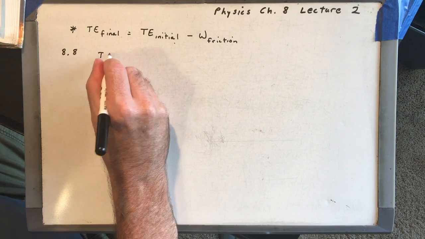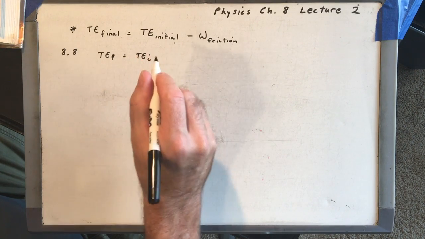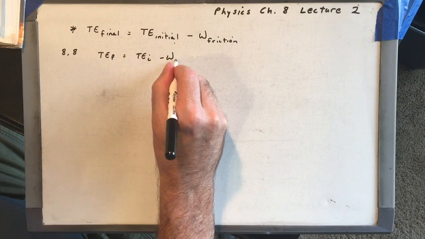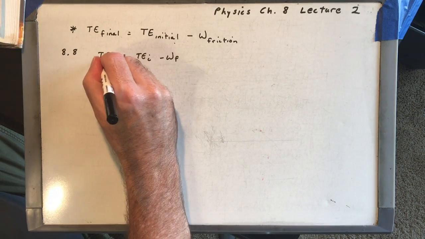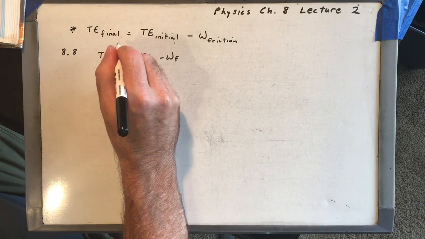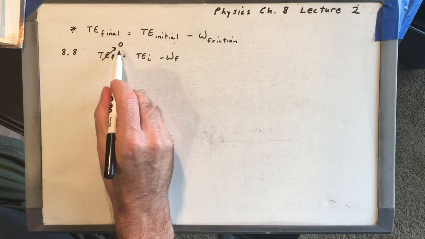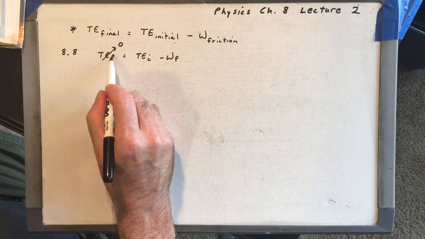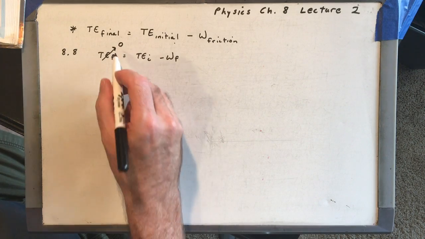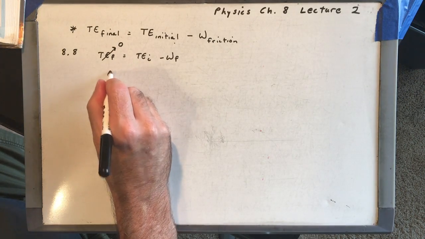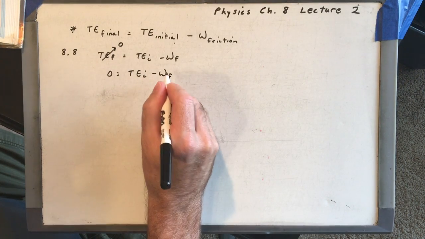Okay, so here we have total energy final is equal to total energy initial minus the work done by friction. The block comes to a stop, right? So its final energy, it doesn't have any height, it doesn't have any velocity, so that final energy is 0. It doesn't have to be 0. I think there's a homework problem where you have to analyze it while the block is still moving, so it's going to have some energy. But here, in this problem, it's 0. So we have 0 is equal to total energy initial minus the work done by friction.